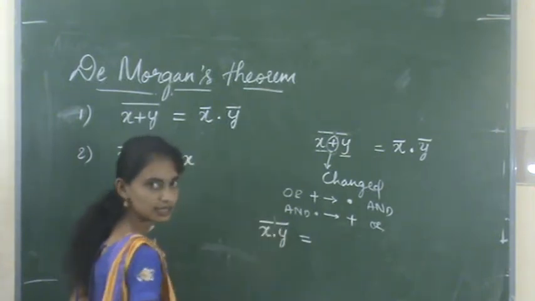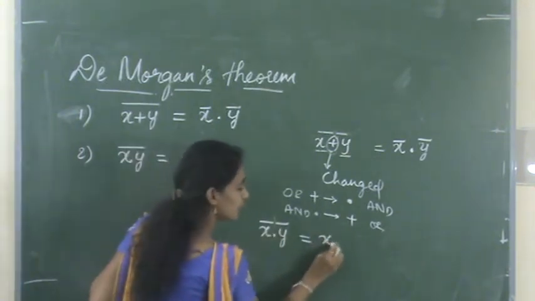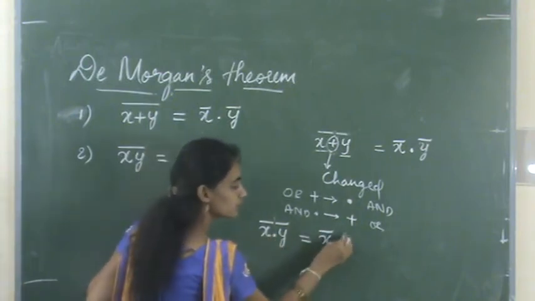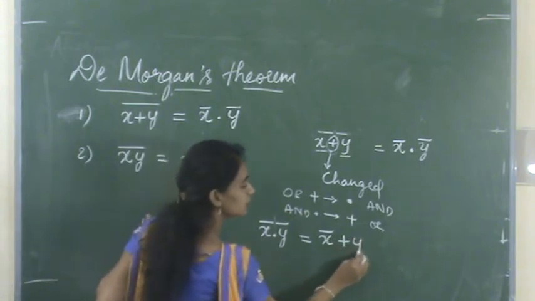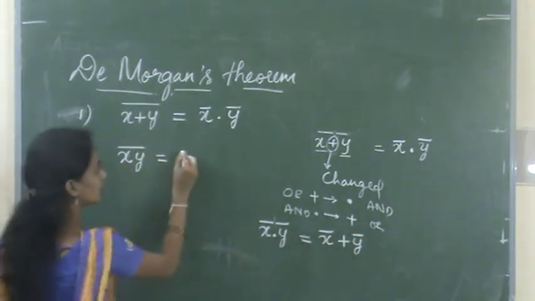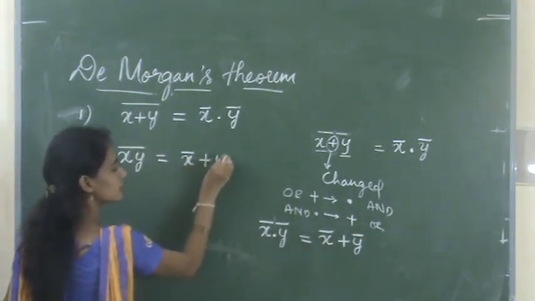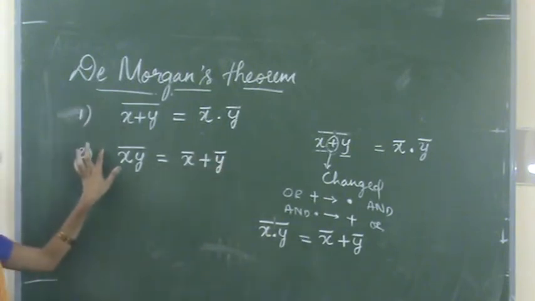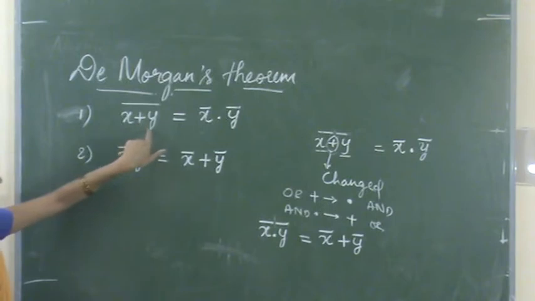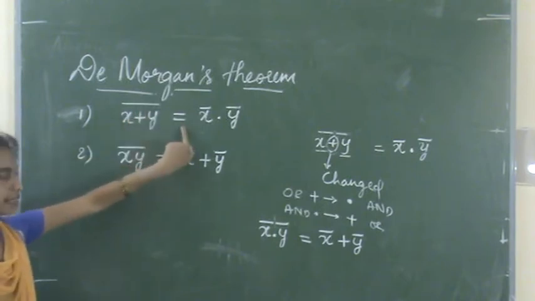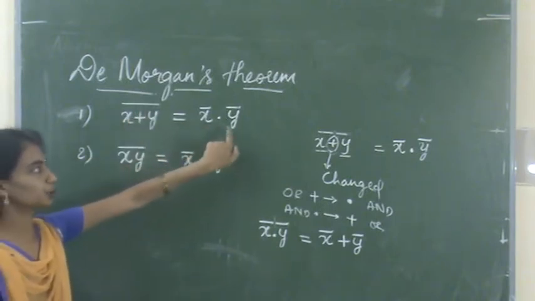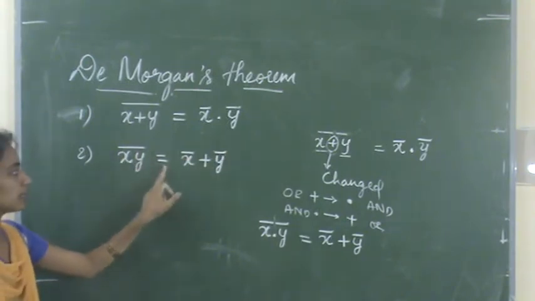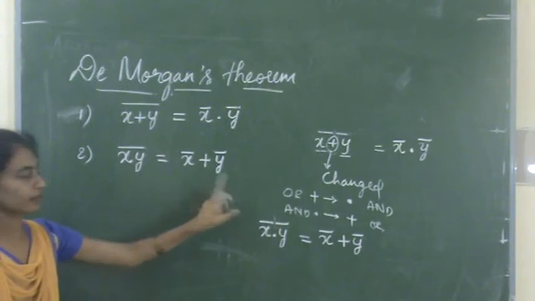So I will break this bar: x bar. Here we have the AND operation, change it to the OR operation, and then y bar. So x bar plus y bar. So these are the two De Morgan's theorems. One is x plus y whole bar is equal to x bar into y bar, and the second one is xy whole bar is equal to x bar plus y bar.